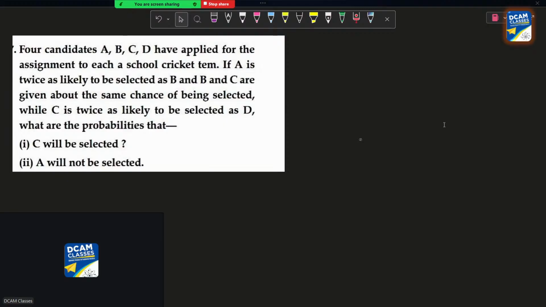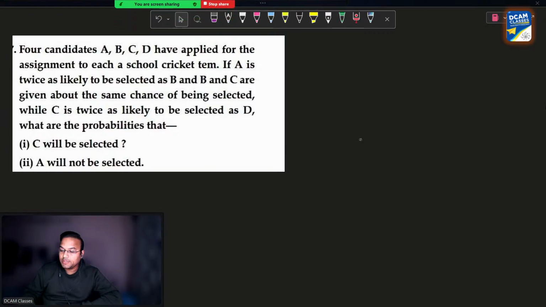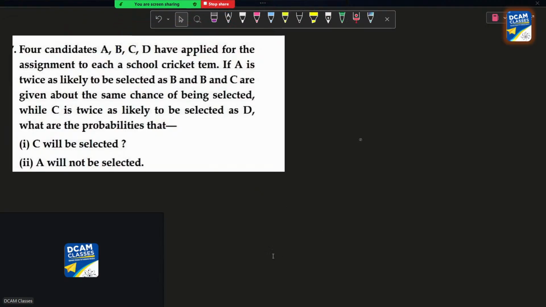The selection of C is 2 by 9 and A will not be selected is 5 by 9. Ah, correct. Very good. How did you do it? So I considered P of B is equal to P of C, and P of A will be equal to 2 into P of B. Then P of A plus P of B plus P of C plus P of D is equal to 1.